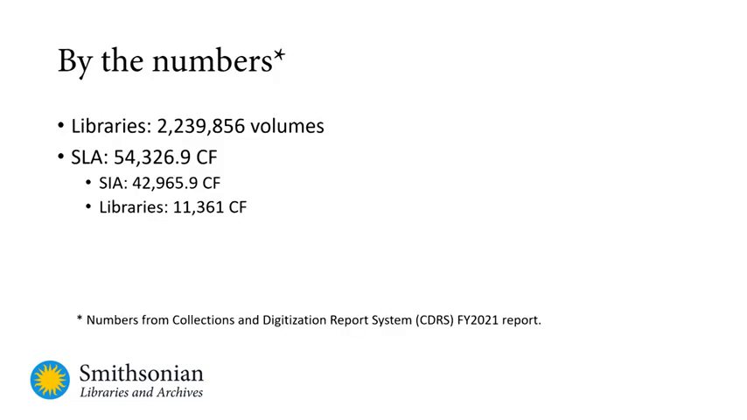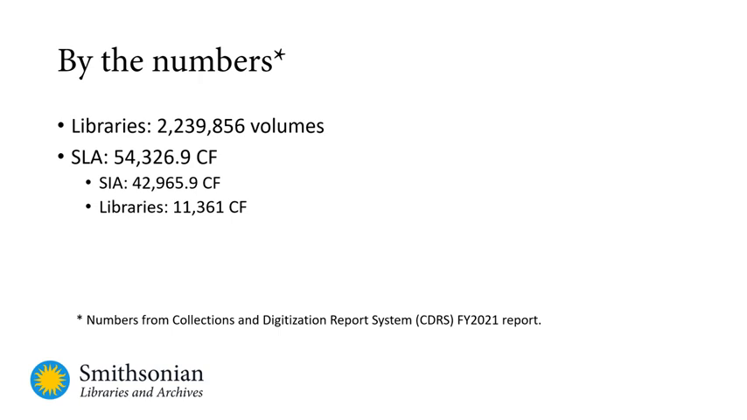Every year, as part of an internal audit of sorts, we collect and enter data on our collections numbers called the Collections and Digitization Reporting System. It's also called CEDARS. Numbers you'll see here come from the fiscal year 2021 report, which was submitted this past January. As you can see, the Smithsonian Libraries has just over 2,239,000 volumes. This is monographs, serials, ebooks, and other items, which we'll get to in just a second.